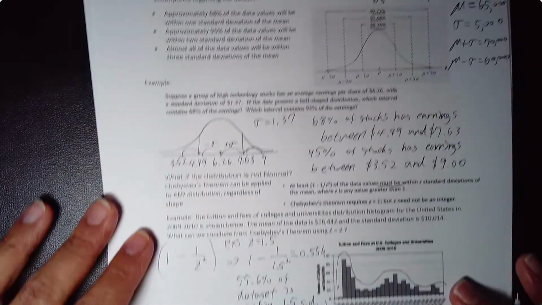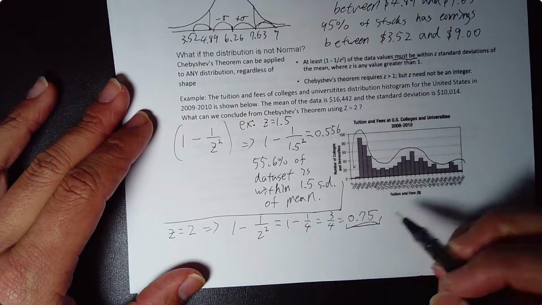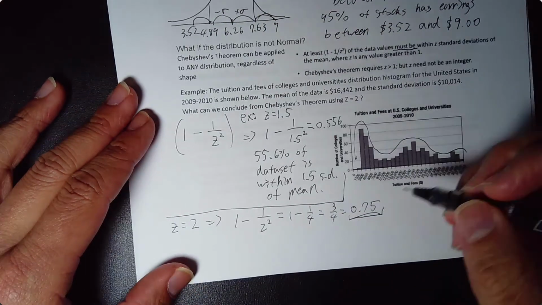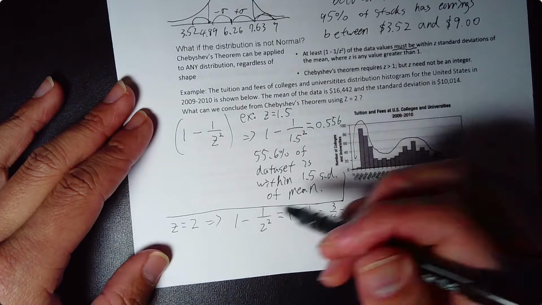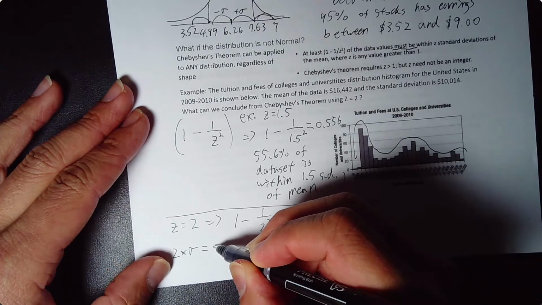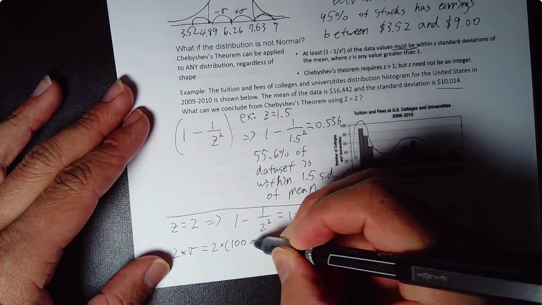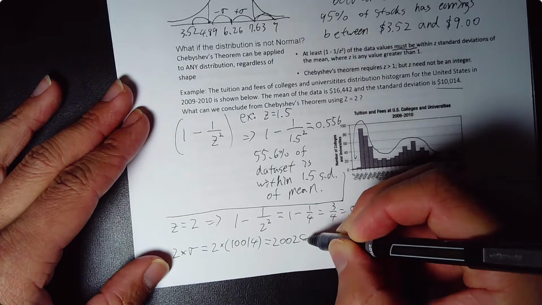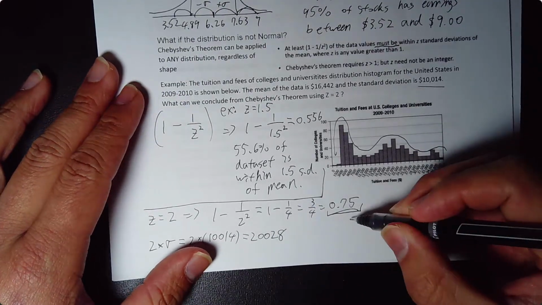So I can add and subtract 2 standard deviations from the mean. Let me just write it here really quick. 2 standard deviations equals 2 times 10,014, which equals 20,028. Let's create an interval here. You'll see what I'm doing in a second.